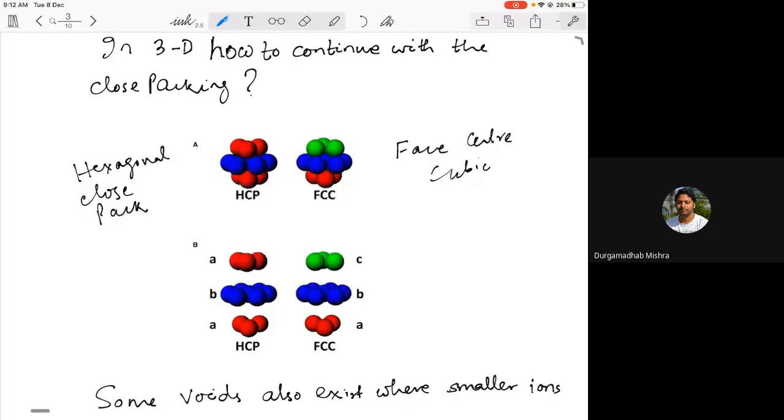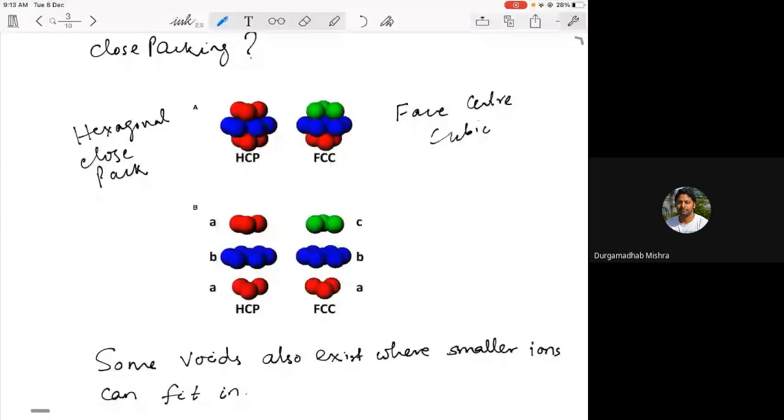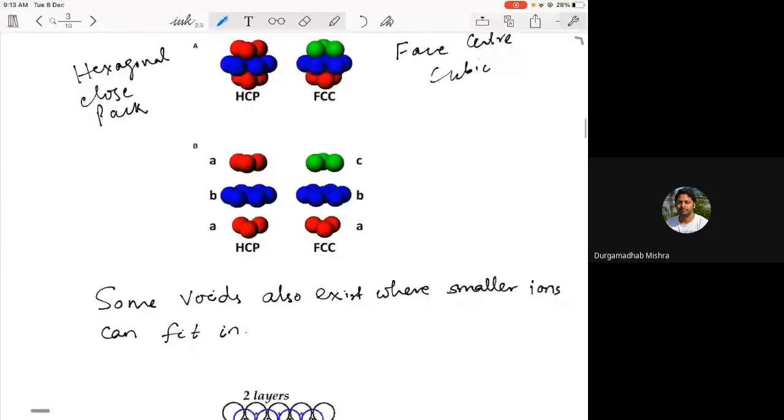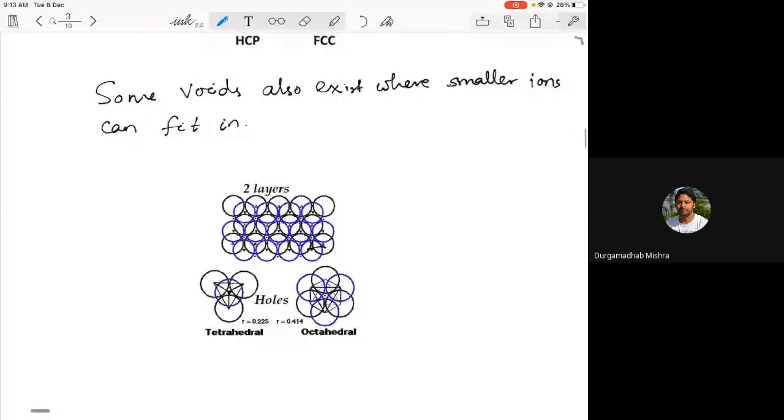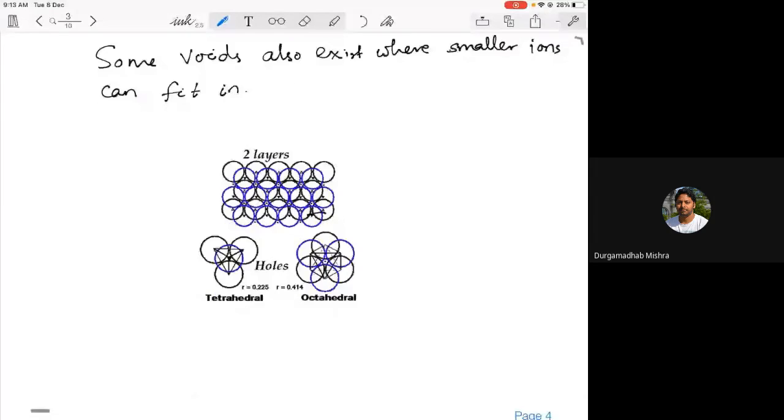Of course, when we are talking about the lattice, there will also be some sites or voids in the unit cell where smaller atoms or ions can fit in. These are typically known as tetrahedral or octahedral sites. So we have a close pack structure here. The bottom one, the black one, is the bottom layer, and then you put the B layer on top of it. Then you have some voids or holes where smaller atoms or ions can fit in, and these are called tetrahedral holes.